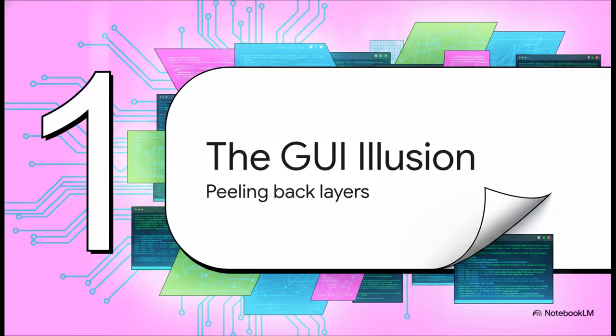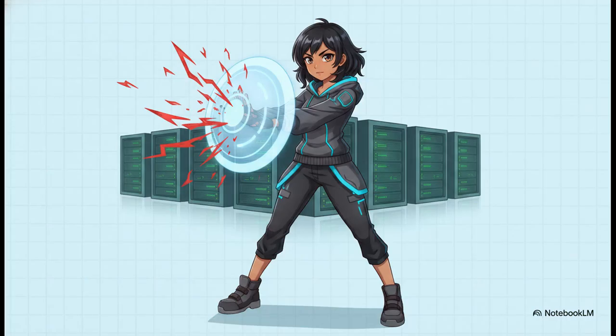Section 1. The GUI illusion. Peeling back layers. Okay, before we completely shatter that GUI illusion, we need to establish a very crucial boundary. Welcome to your legal, authorized Kali Linux lab. The skills we're about to cover give you incredible access and control over a computer's file system. So, as ethical hackers, we must absolutely only ever use these commands inside our own authorized virtual labs like Kali Linux. We never ever test on real public websites or unauthorized machines. Remember, we are learning to be the shield, not the sword. So keep it legal, keep it ethical, and keep it in the lab.